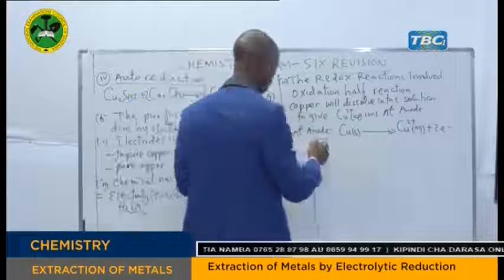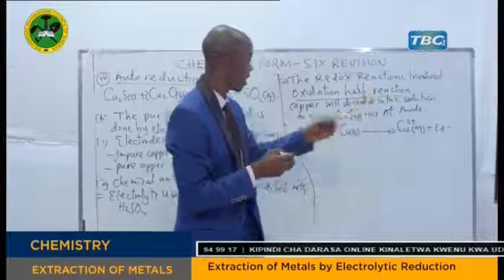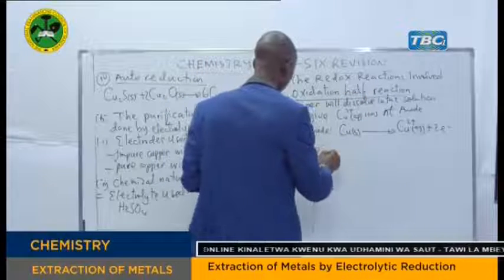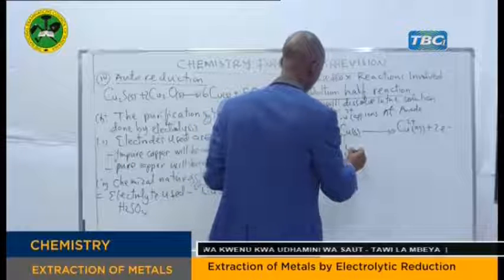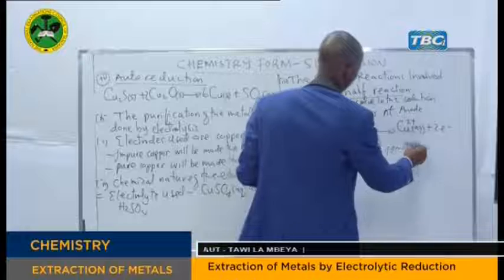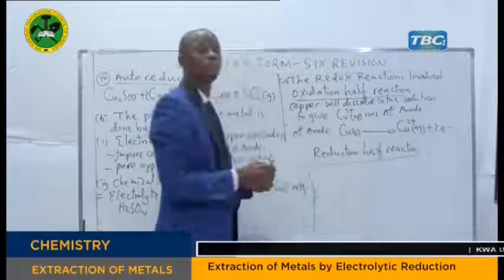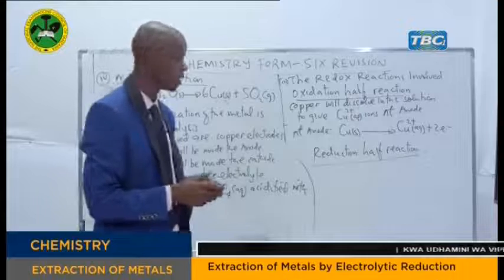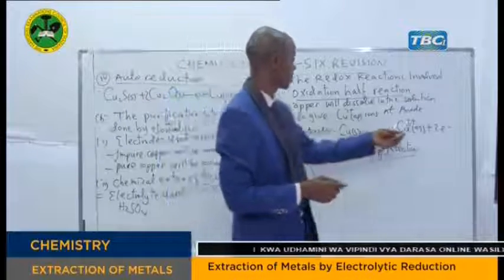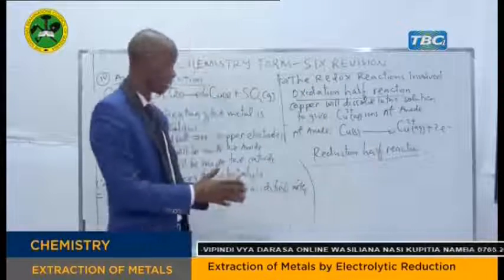Now what happens to the cathode? This is a half oxidation, a half reaction. We can go to the reduction half reaction. Reduction takes place at the cathode. So what will take place? What will take place here is this copper 2 ion will migrate to the cathode and be deposited there.